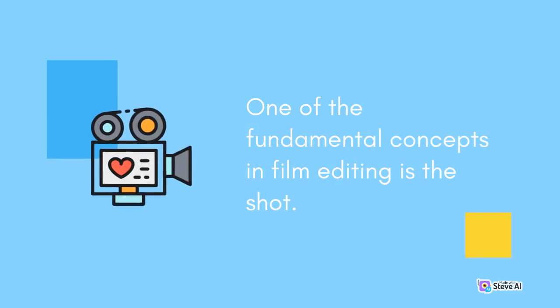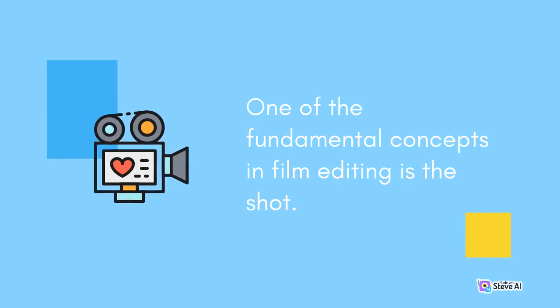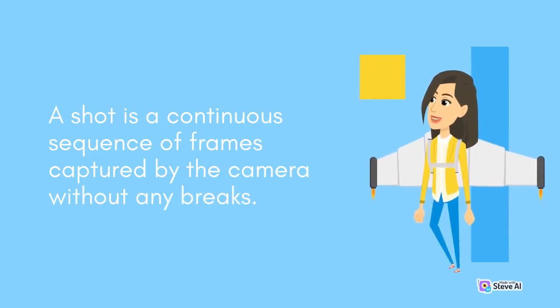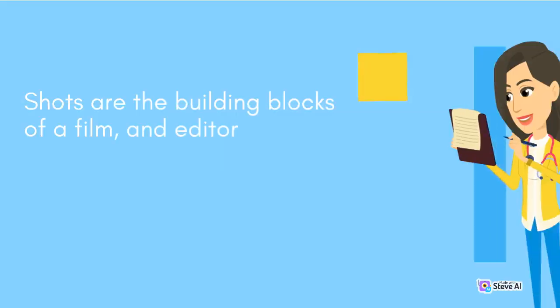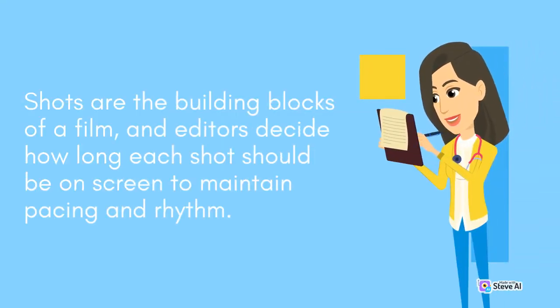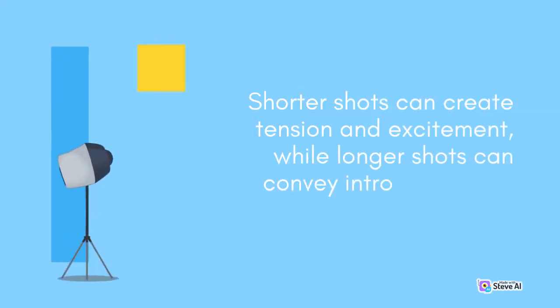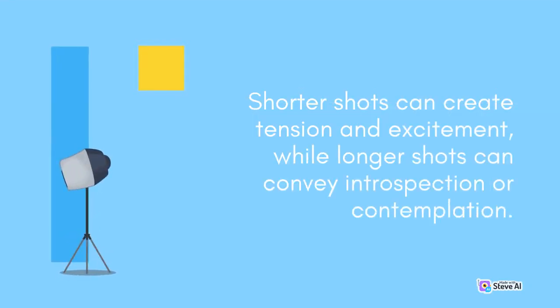One of the fundamental concepts in film editing is the shot. A shot is a continuous sequence of frames captured by the camera without any breaks. Shots are the building blocks of a film, and editors decide how long each shot should be on screen to maintain pacing and rhythm. Shorter shots can create tension and excitement, while longer shots can convey introspection or contemplation.